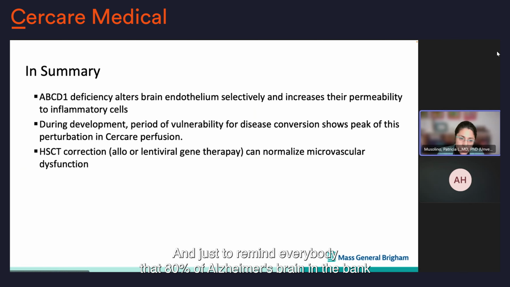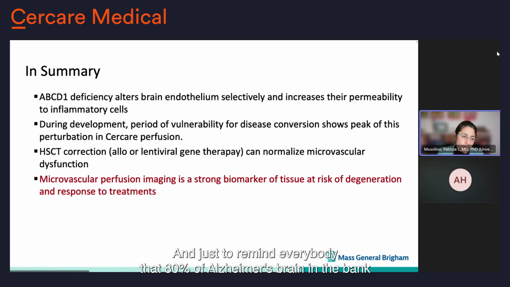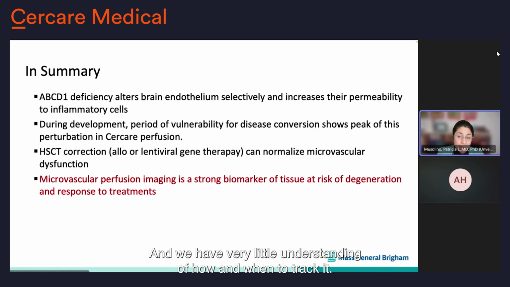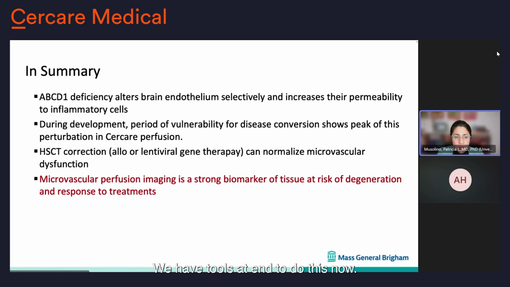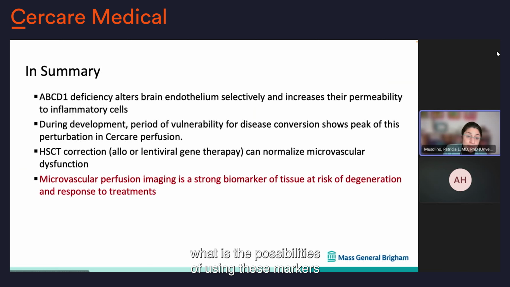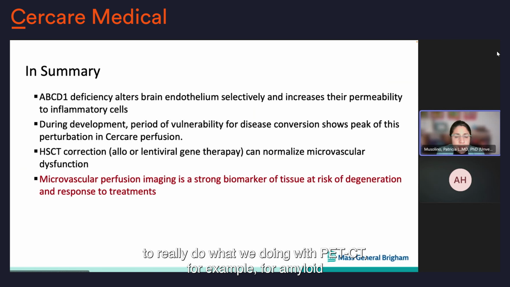And just to remind everybody that 80% of Alzheimer's brains in the bank, on histological analysis, have vascular disease, and we have very little understanding of how and when to track it. But we have tools at hand to do this now. So I think we should be thinking about the possibilities of using these markers to do what we're doing with PET CT, for example, for amyloid biomarkers of Alzheimer's, but to tackle a much earlier pathophysiology of the disease.